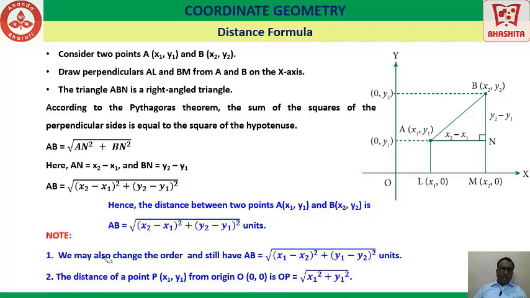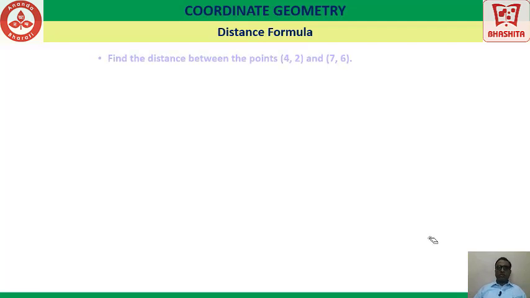As we saw, one of the key formulas in coordinate geometry is the distance formula. We will apply this in solving a simple problem. Are you ready, students? Yes. Find the distance between the points 4, 2 and 7, 6. Let me give you a couple of moments so that you can try by yourselves. Anyway, I will discuss it.